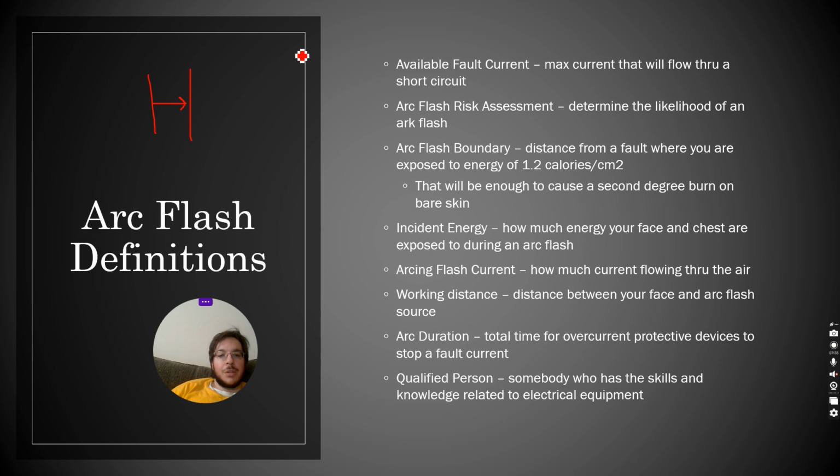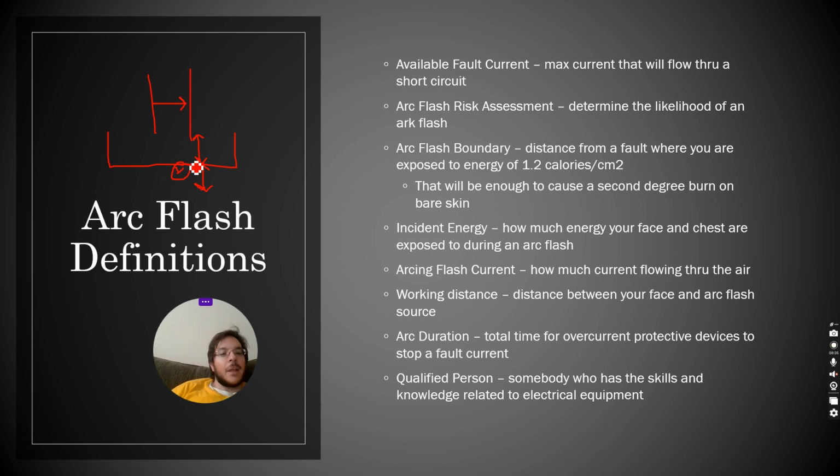Now, when we install a new electrical system, we must do what's called an arc flash risk assessment, which determines the likelihood of the arc flash, and then we figure out our boundary, which is the distance in feet or meters or whatever where you will be exposed to energy of 1.2 calories per square centimeter. So that's enough energy to cause a second-degree burn on your bare skin. If you're closer than that, you are exposed to more energy, and if you're further, you're exposed to less energy. But at that line, you're at 1.2 calories per square centimeter, and that's enough to burn you.